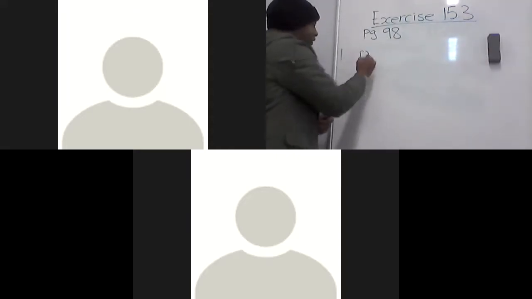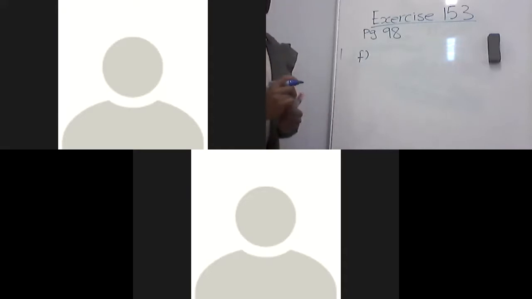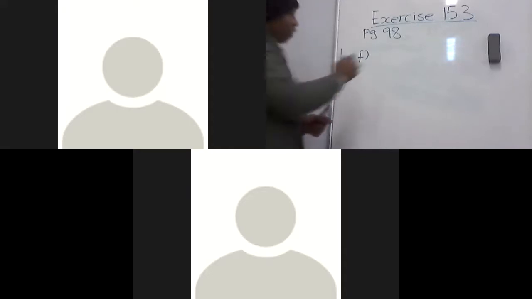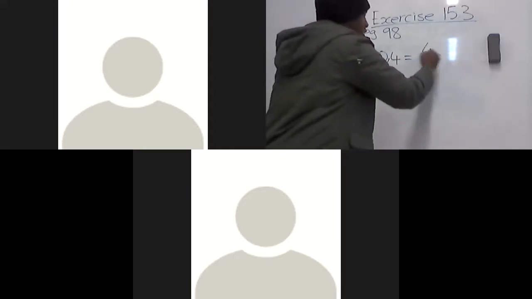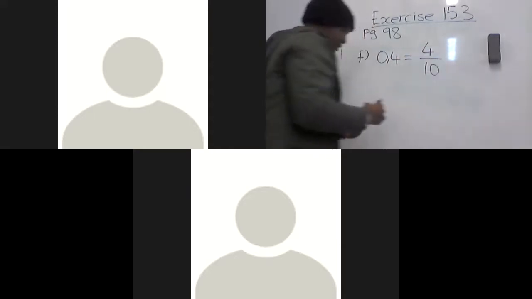So for F, we have 0.4, which will be equal to 4 over 10.